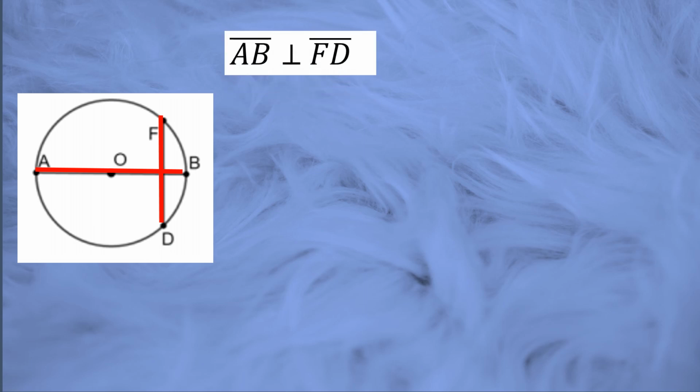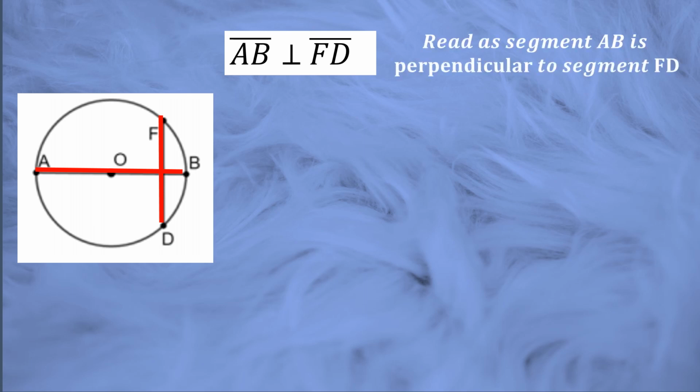So, you see two segments that are perpendicular. What are they? Segment FD and segment AB. So, we say that segment AB is perpendicular to segment FD. When we say perpendicular, it forms the letter T, right? Because of that, we know that we can create angles.